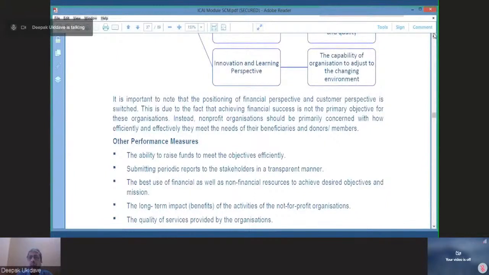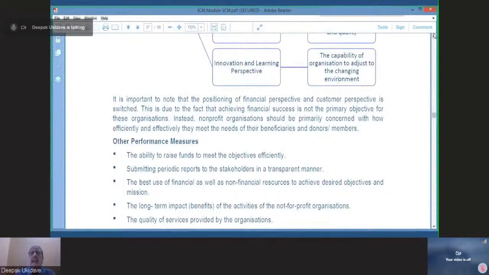Number one, the challenges or difficulties encountered by the management in order to measure and evaluate the performance of a not-for-profit organization. Point number one, we learn. Number two, the value for money framework, VFM framework, which talks about effectiveness, economy, and efficiency in providing value-added services to the end users or the beneficiary.